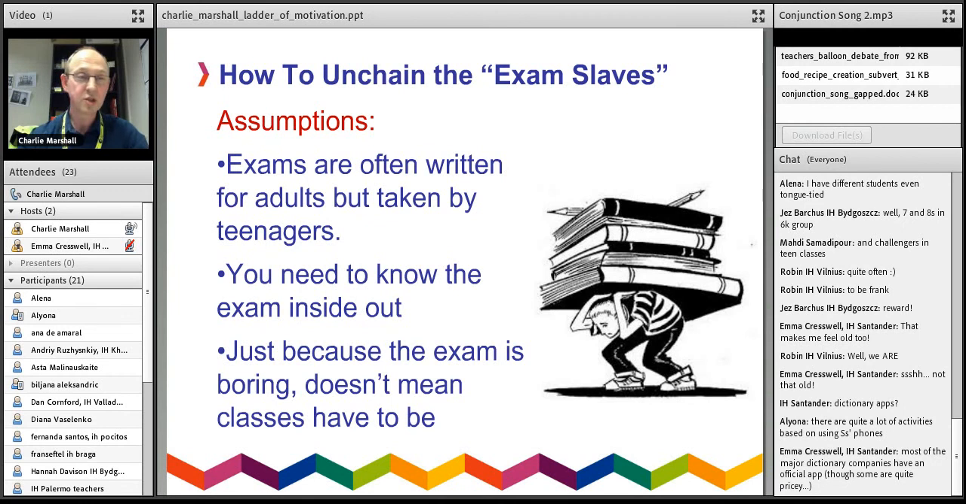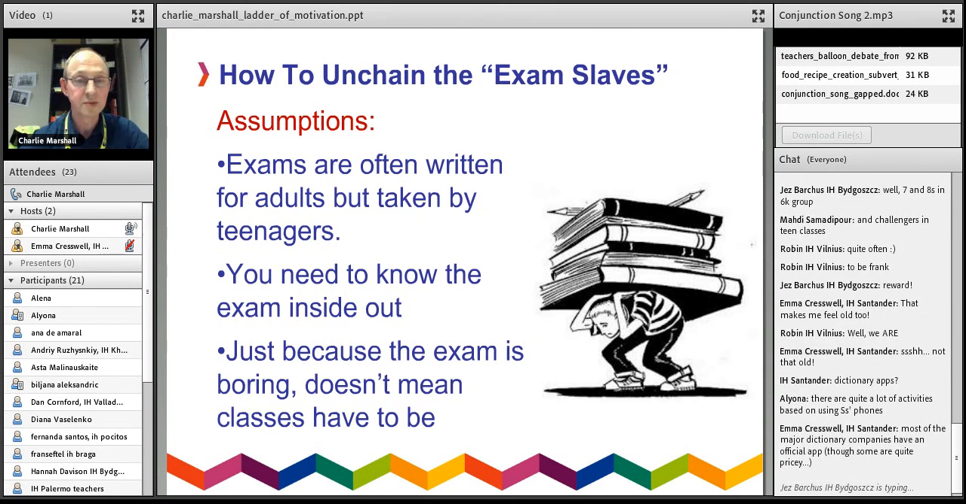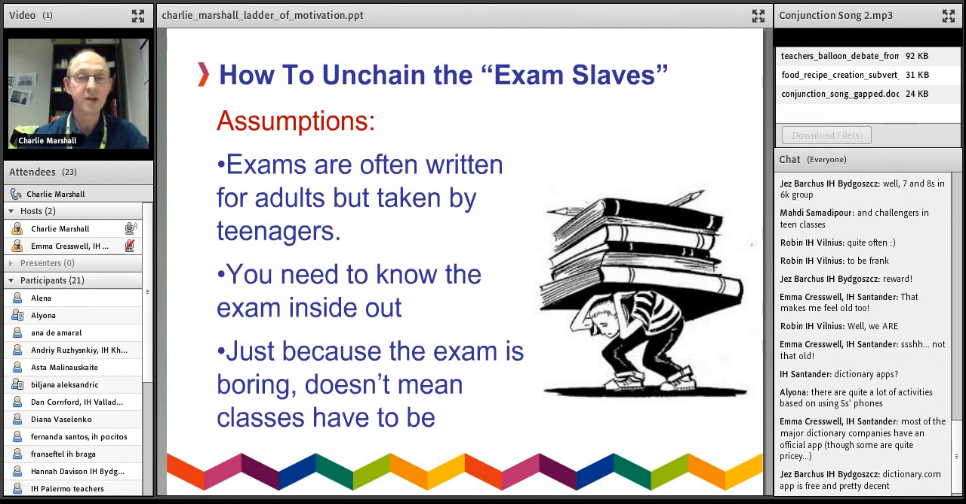I don't think that's too much of a problem, because in the end, the teenagers are studying to become adults. And in the end, the one thing they all want to do is become adults as quickly as possible. And very often they want to be treated more like adults. The problem is that the exams may not be that interesting to students. And that's what you have to work on. Now, I do think you need to know the exam inside out. You need to know every tiny little detail, because the students will be obsessed with that, and you have to be obsessed with it too.